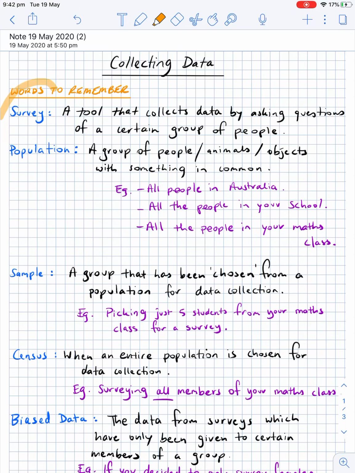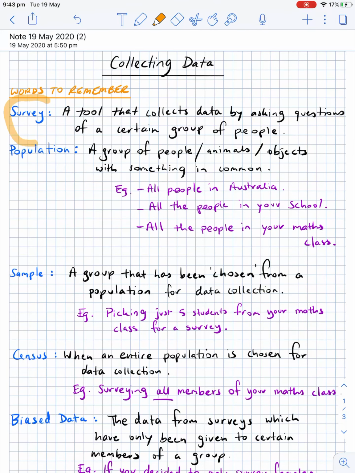Before we get stuck into the words to remember, the idea about statistics and what a statistician does. Their job is pretty much to make surveys and do experiments where you'll be collecting data, to make judgment calls for certain questions that can't be answered except by studying surveys and studying experiments, etc. Okay, so let's get into some of these words to remember.